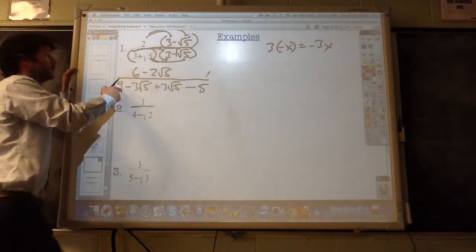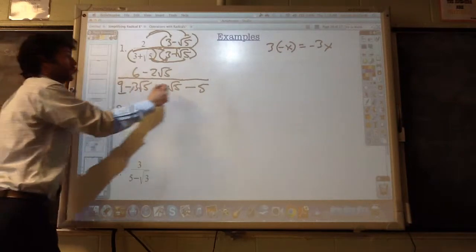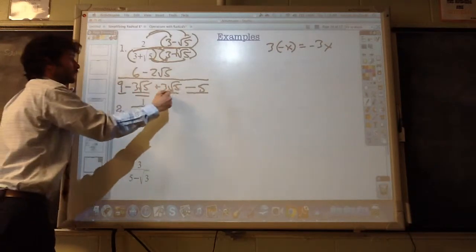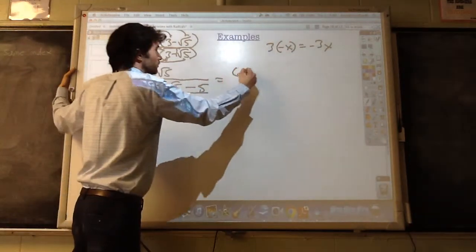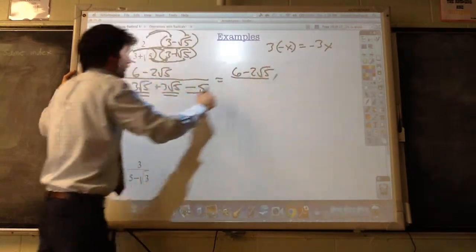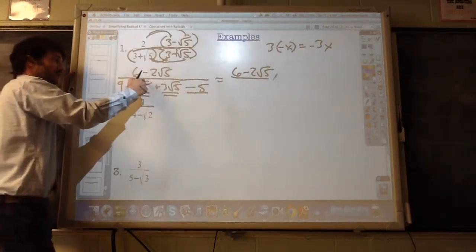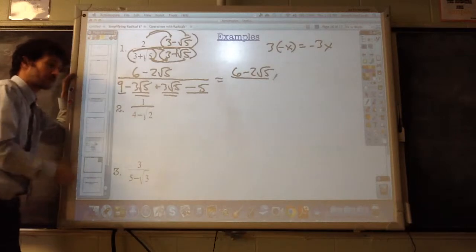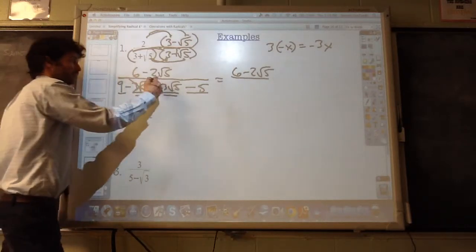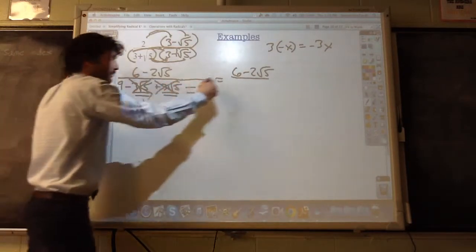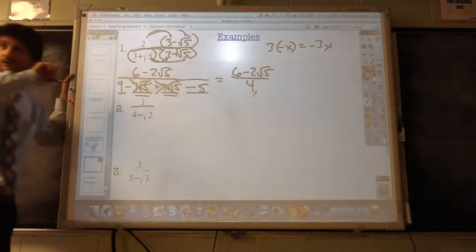So, these two go together, and these two go together. The top is just what it is. On the bottom, negative 3 times the square root of 5 and positive 3 times the square root of 5 equals 0. So they cancel. And 9 minus 5 is 4. This is not finished though.